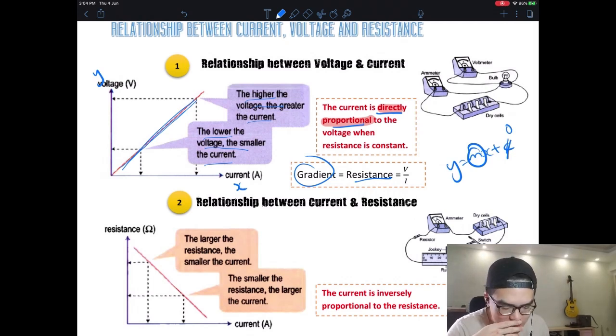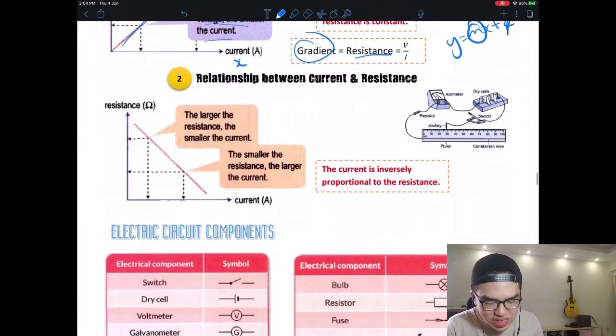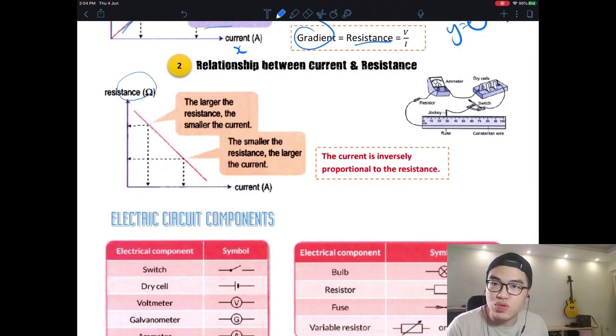Good to know. Okay, so this graph looks a bit funny. Why is it resistance and current? This one you don't need to know. Okay, so what is inversely proportional means you increase or decrease. You don't need to know this.